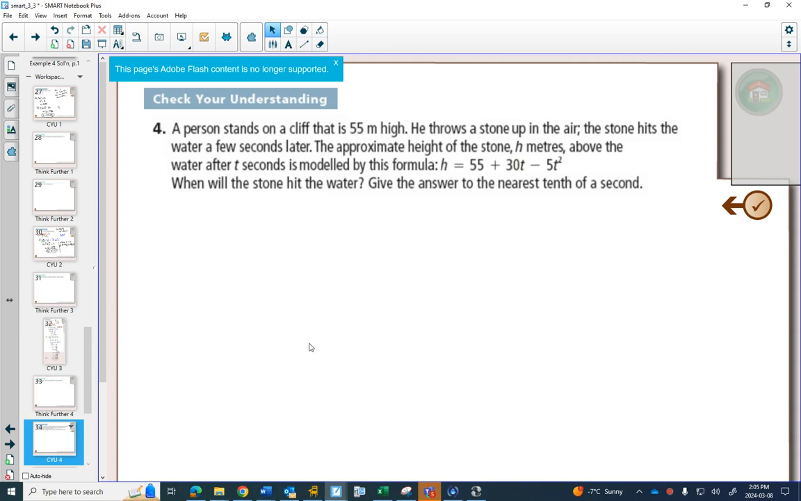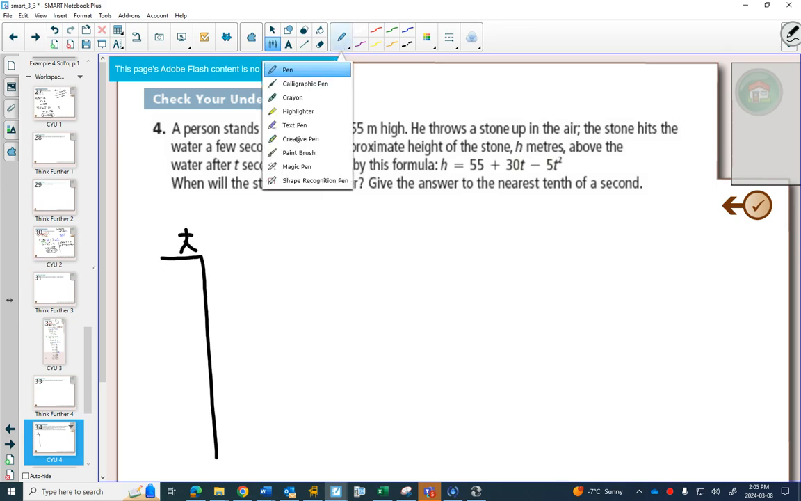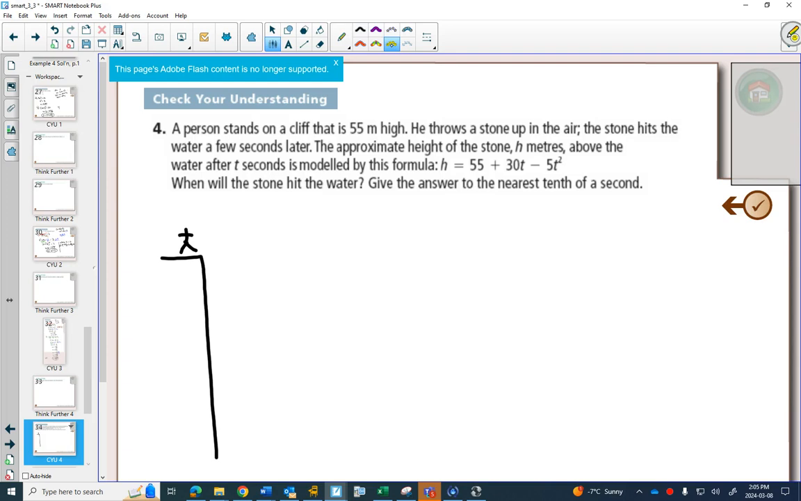Interesting real-life fact. Anytime you do something that involves gravity, you will make a quadratic equation with an x squared. This is true every single time. So here you are, there is a person, there they are standing on this cliff. Let's make them happy. They're standing on the cliff that happens to be 55 meters high.